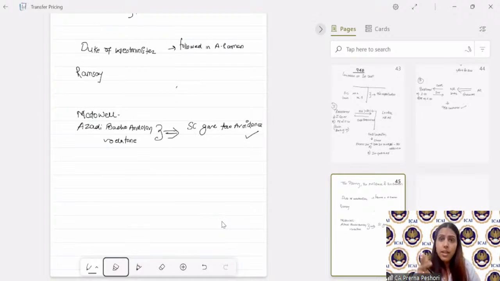And that is where in 2017, General Anti-Avoidance Regulations came into picture. Is that clear? Any doubt till now?